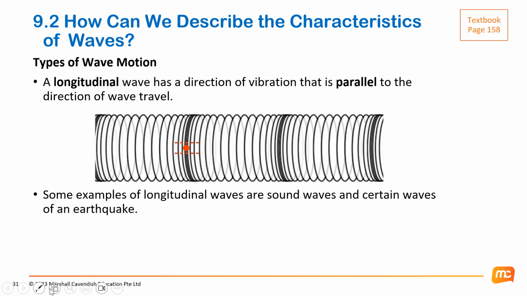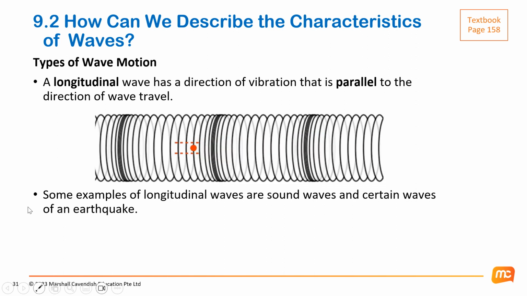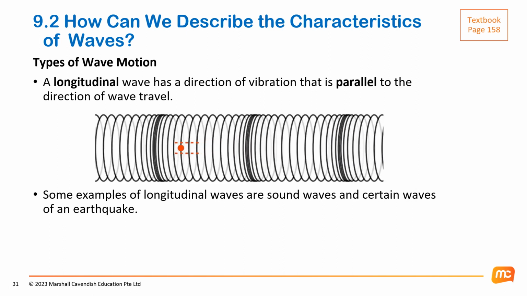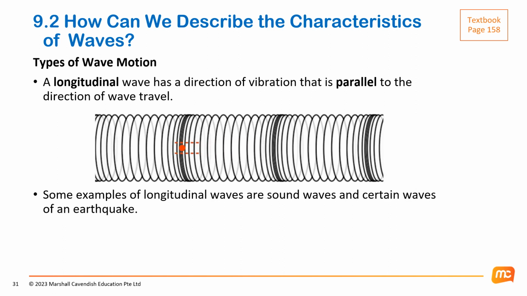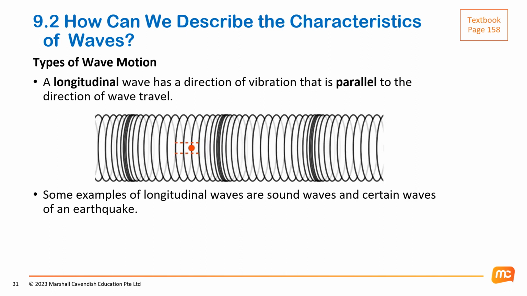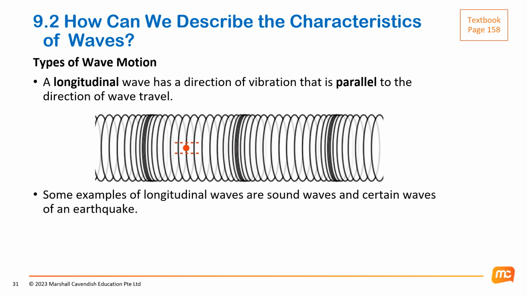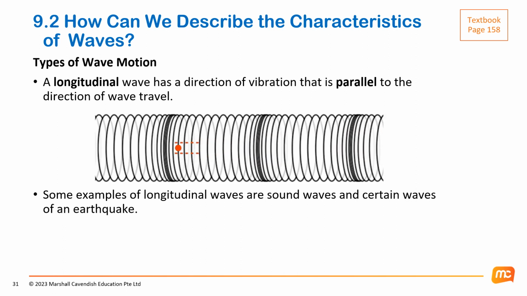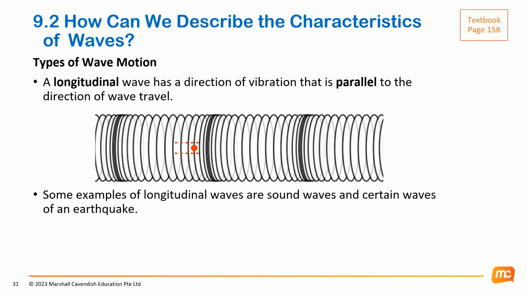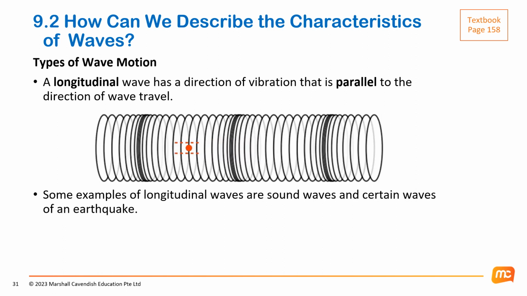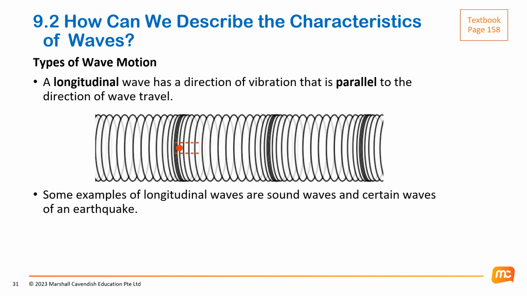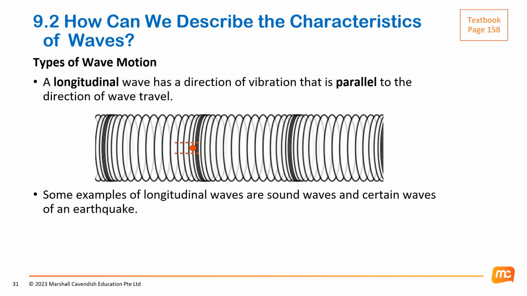And while it is marking out this individual coil, notice as well that the coil returns back to the original position at the end of each oscillation. It does not move from left to right every single oscillation. After one oscillation, it comes back to where it started. So this motion is also periodic. Some examples of longitudinal waves are sound waves and certain waves of an earthquake. So when the ground moves during an earthquake, some of the waves are also longitudinal.